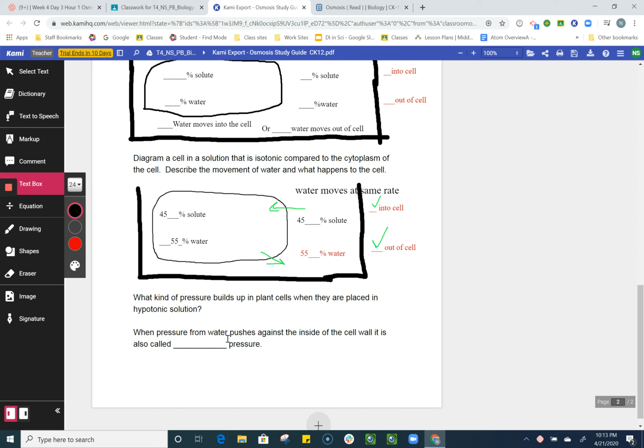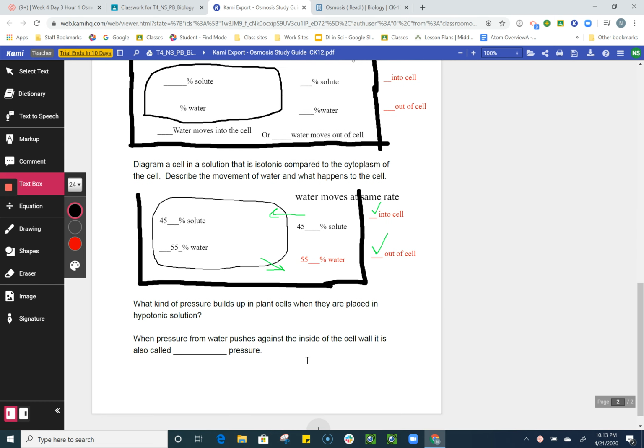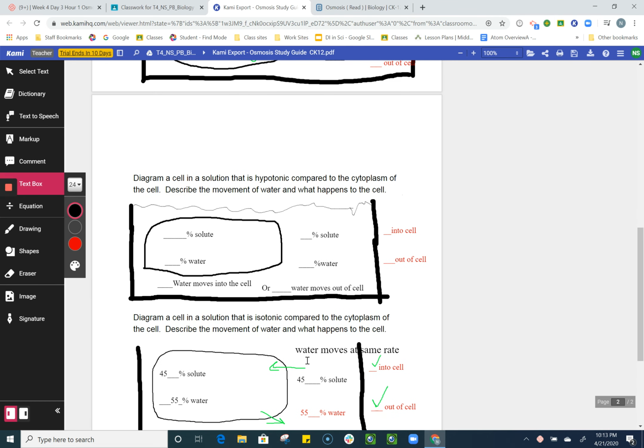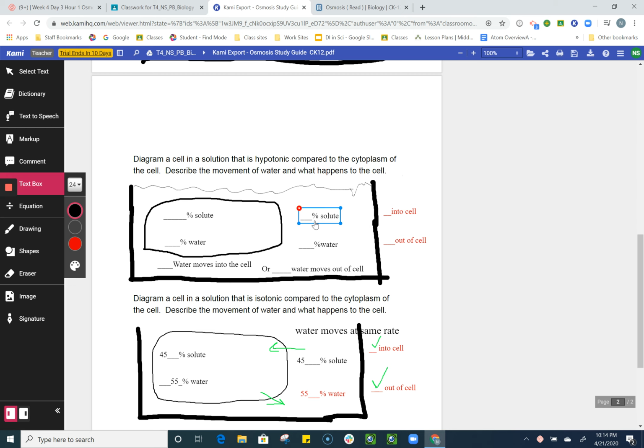And this is kind of the same question right here. When pressure from water pushes against the inside of the cell wall, it is also called blank. All right, I'll let you figure those out. They're basically the same way. And up here, I'm going to let you try to do this one on your own. So hopefully this will help you some.